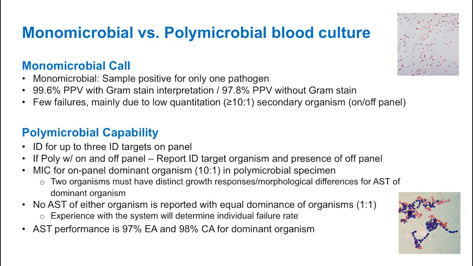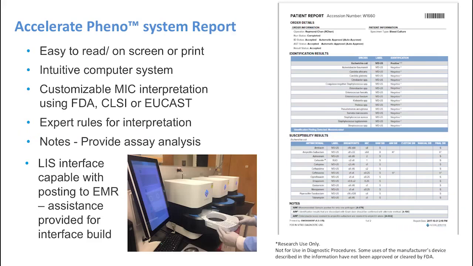If the 2 organisms that are present are so close in the way they're growing and in their division, it will not supply you with a susceptibility. As I say, we've been lucky in our experience at Cedars in that we have mostly monomicrobial blood cultures, and so that has not been a big issue. But every medical center will differ in that.